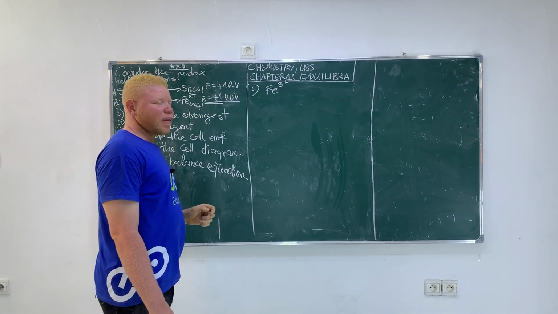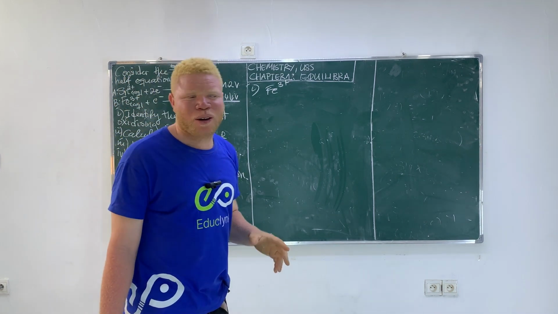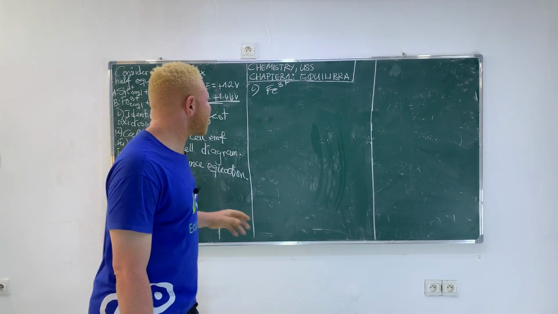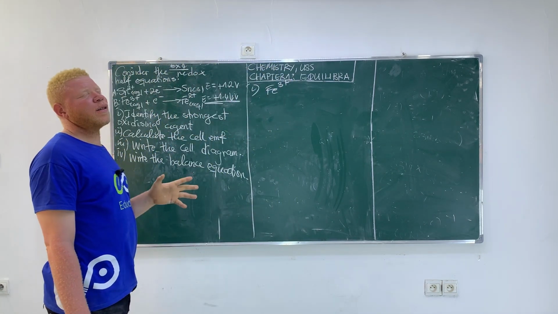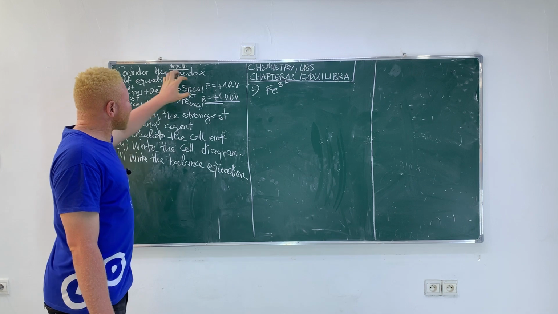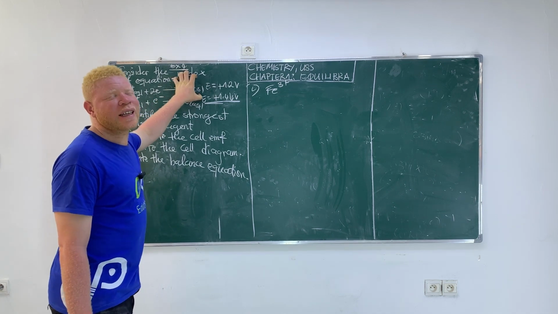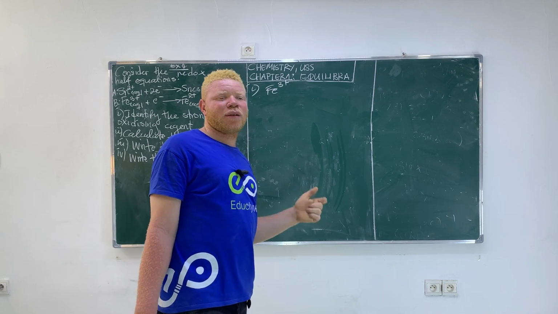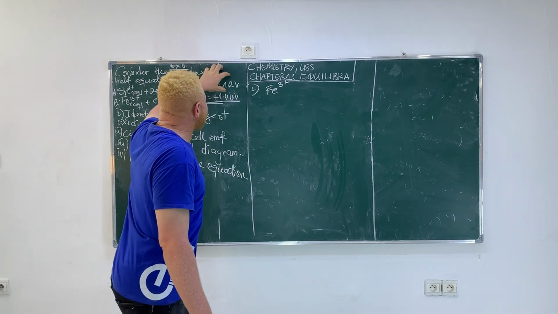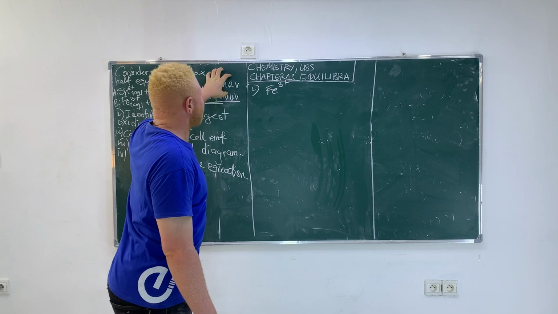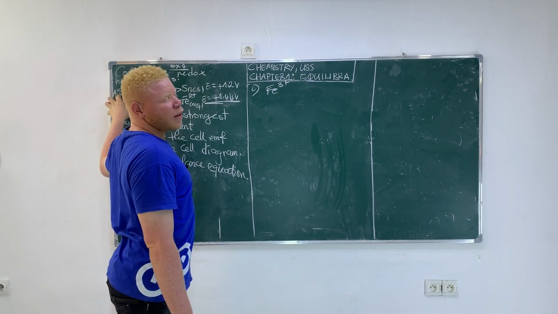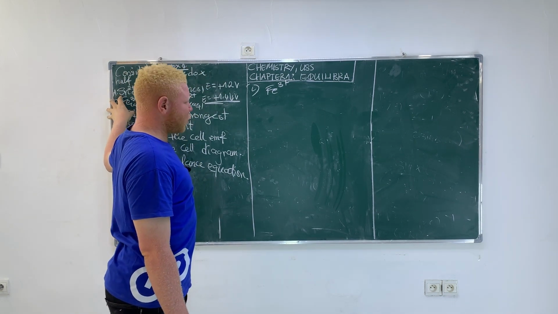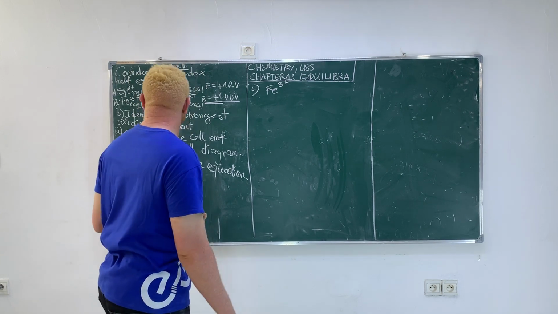But now you have two species, Sn solid and Sn2+. Which one are you going to choose? You choose Sn solid, because I told you that the reducing agent you read on the right, and the oxidizing agent you read on the left. Take note. That is very important.